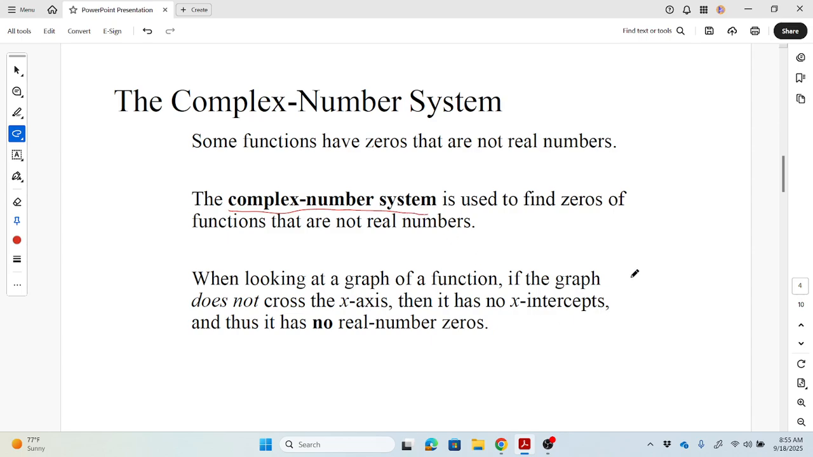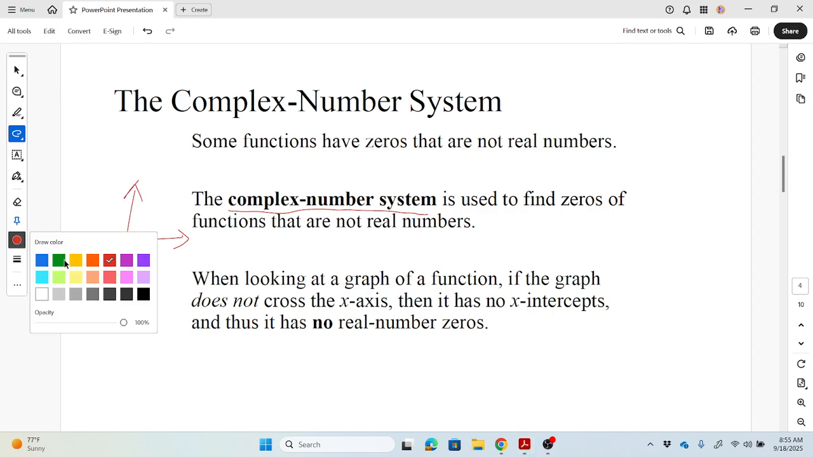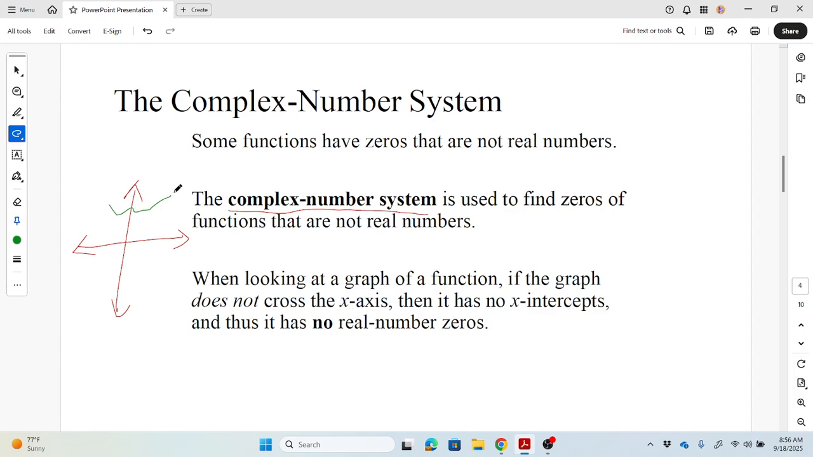When you try to plot the graph, let's say this is the graph. If you look at this graph, you can see that the graph is not intersecting with the x-axis. That means this graph doesn't have an x-intercept. This graph doesn't have a real zero, no real zero, but it might have a zero which is not in the real number system. It might have a complex zero.